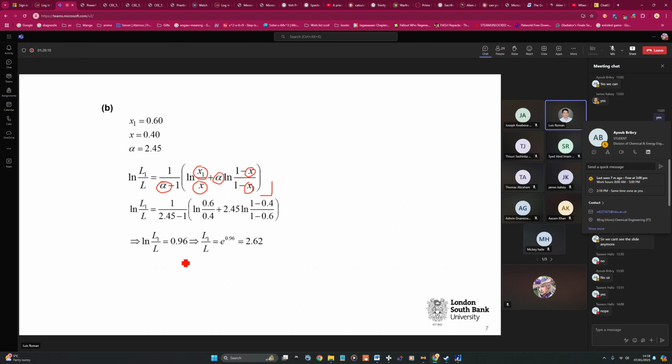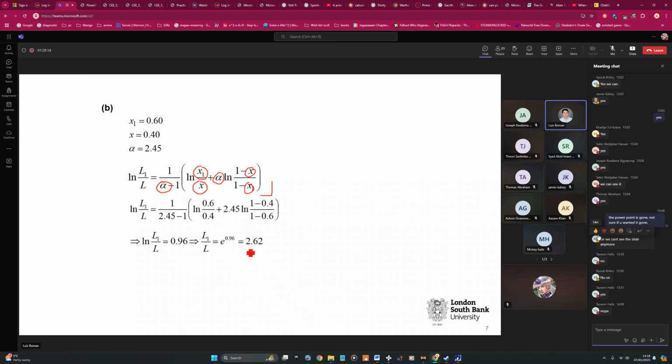We substitute values, and then we can take the antilog. So L1 over L is equal to 2.62, or L over L1 is 0.38, which is what we were trying to find, the fraction of liquid remaining.